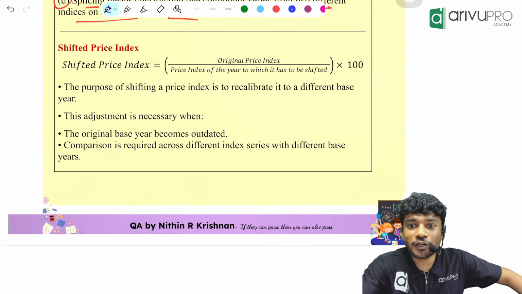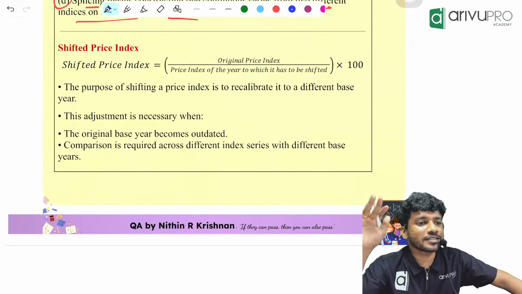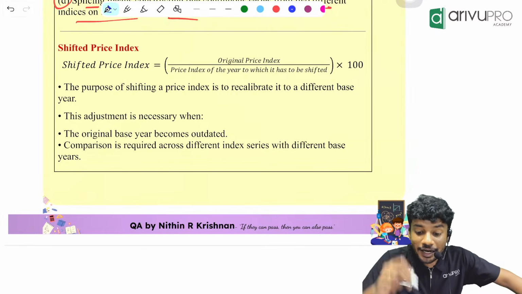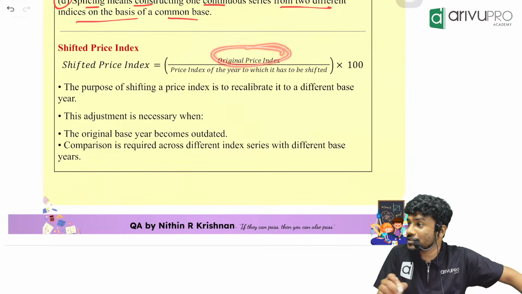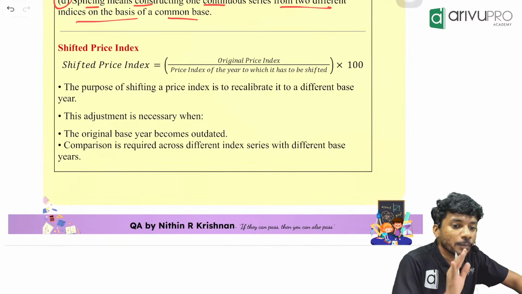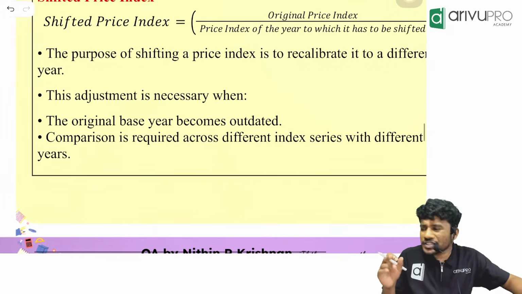So whichever year we want to shift to will be in the denominator, and whichever is our current index number will be in the numerator. Multiply it with 100. Current, or the original price index, in the sense of the current year. Whichever year is having some index number, put that in the numerator.